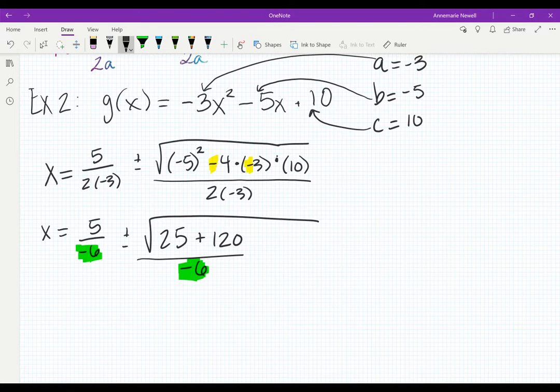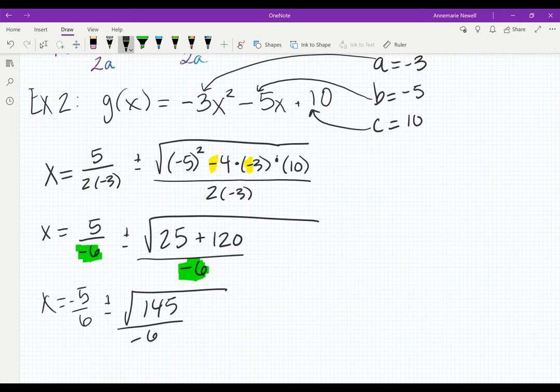Okay? So we have x is equal to negative 5 over 6 plus or minus the square root of 25 plus 120, 145, over negative 6. And this is equal to negative 5/6 plus or minus. Now, I'm going to simplify 145, the square root of 145.